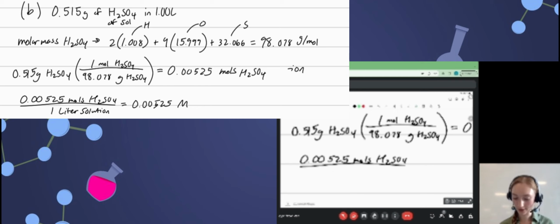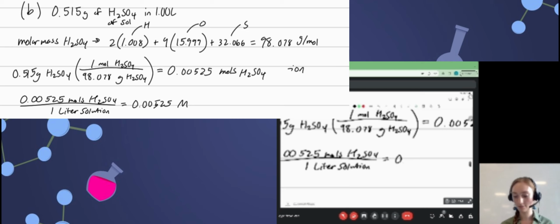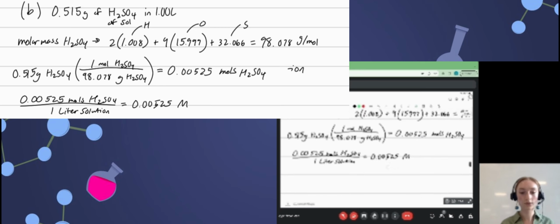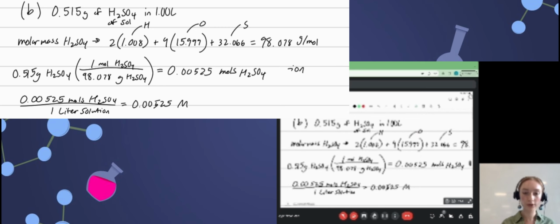And so we have 1 liter of solution, and it makes this division problem very, very simple. Let's just divide by 1. So we will have a molarity of 0.00525 molarity. So that answers that problem. Let me know if any of this is confusing to you. I can slow it down or explain it in another way that makes more sense to you as well. Okay, so let's move on to the next question.